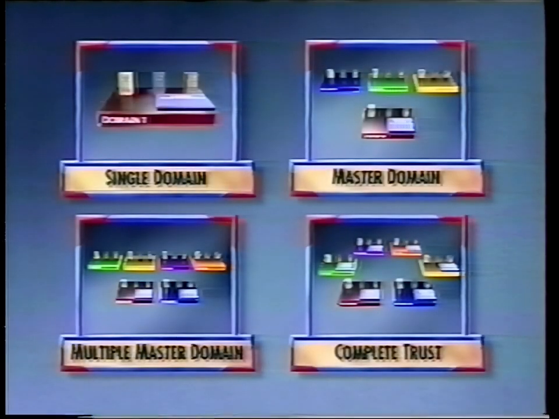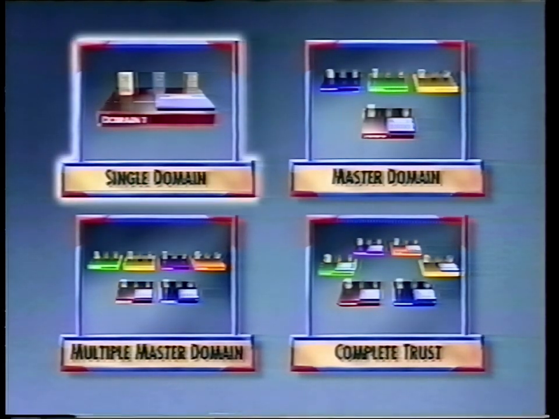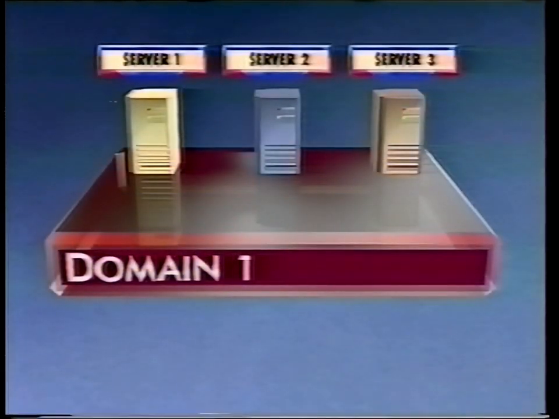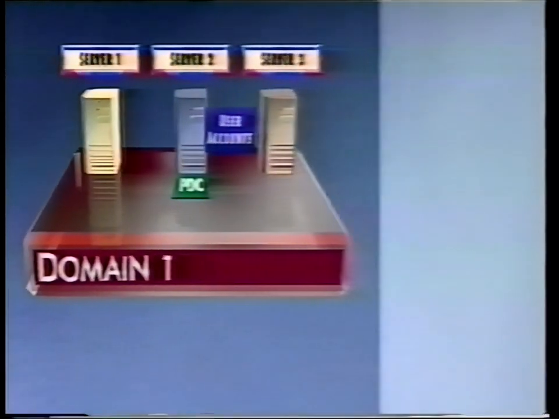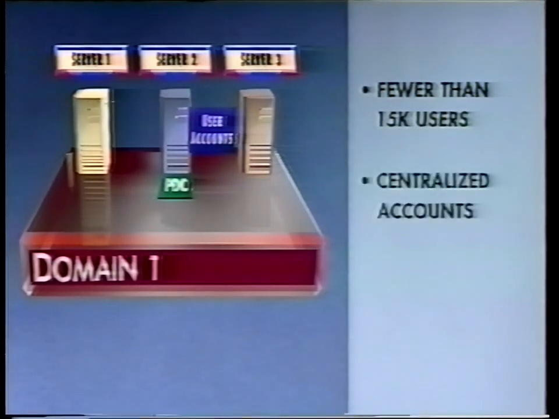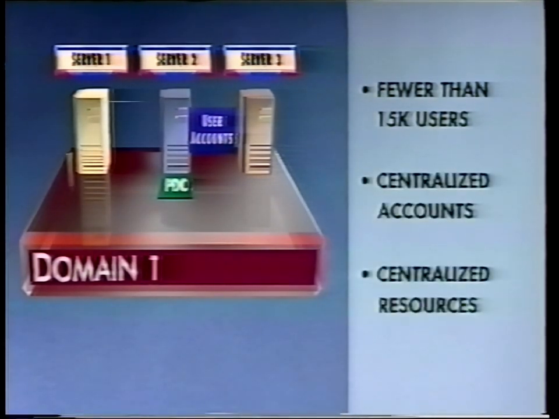There are 4 domain models you can use for your NT 3.5 server-based network. This section describes the 4 models and which network configuration each is appropriate for. Let's start with the single domain model. The single domain model consists of only one domain. Accounts are kept in the master domain account database on the primary domain controller. The single domain model is good for a network of less than 15,000 users who want centralized administration of user accounts and resources.